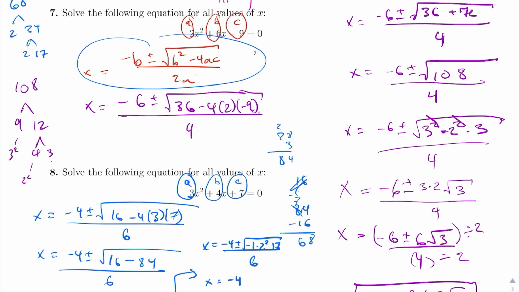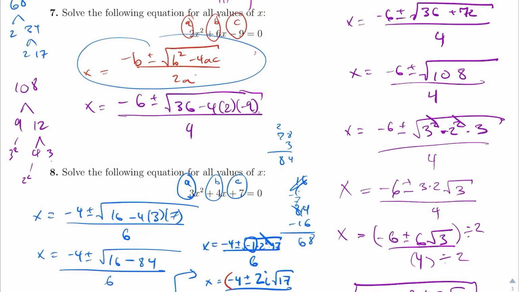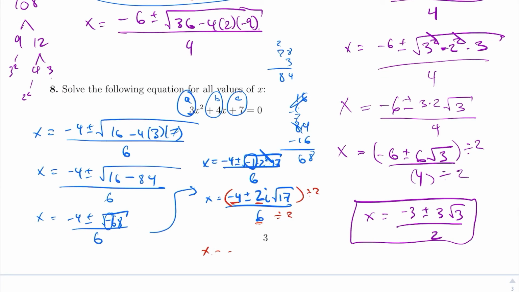X is equal to negative 4 plus or minus the square root of negative 1, that's i. Square root and square cancel here, giving us 2i root 17 over 6. And now we can reduce the whole numerator, this term, and this term, all by 2. And we do that giving us x is equal to negative 2 plus or minus i root 17 all over 3. That was a tough one, but the key idea is when you have a square root of a negative, it has to give you the imaginary number i.